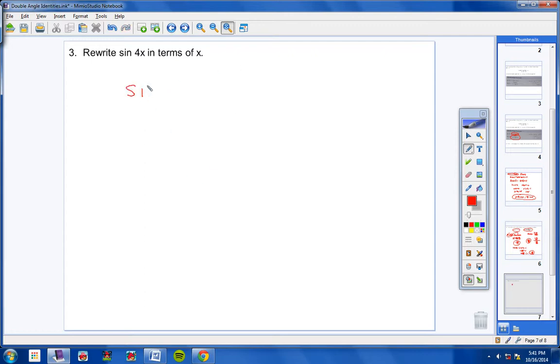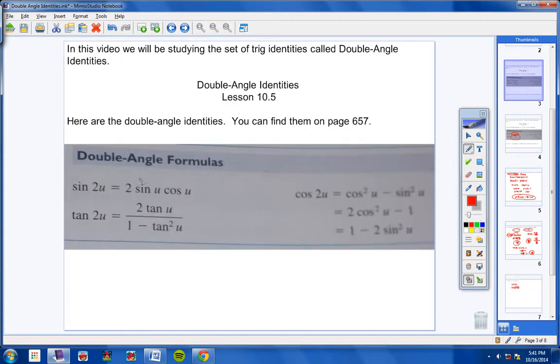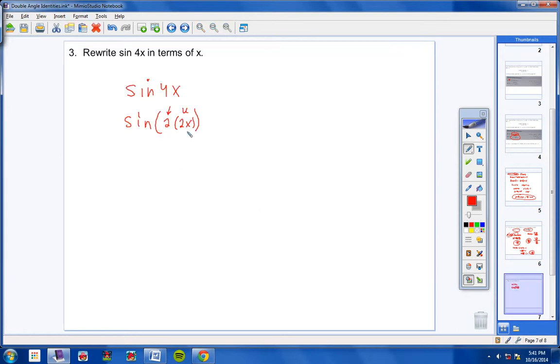So here, first of all, I'm going to write sine of 4x. Then I'm going to put this. Because I would like to work with a double angle, I'm going to put sine of 2 times 2x. Now watch. So this number right here is my 2, and 2x would be your u. Do you see that okay? Come back here and look at your identities, okay? Sine of 2u equals 2 sine u cosine u. So as long as I have a 2 here, then whatever is next to the 2 will be my u, okay? So this is my 2, and 2x is my u.